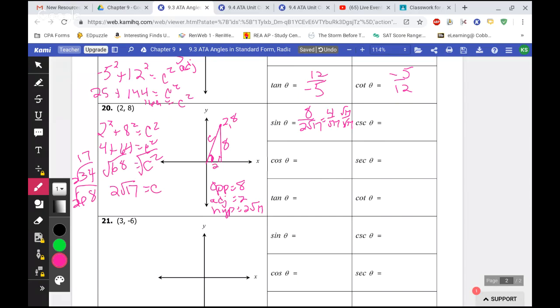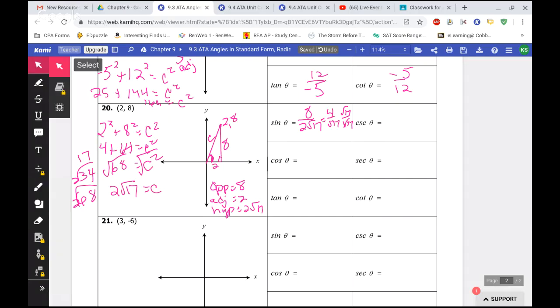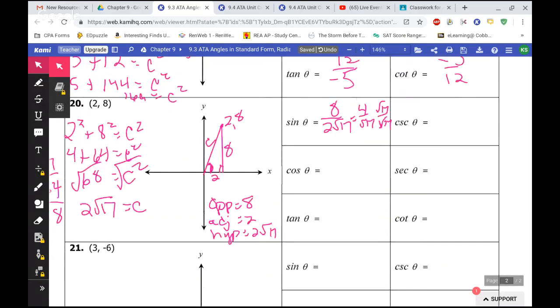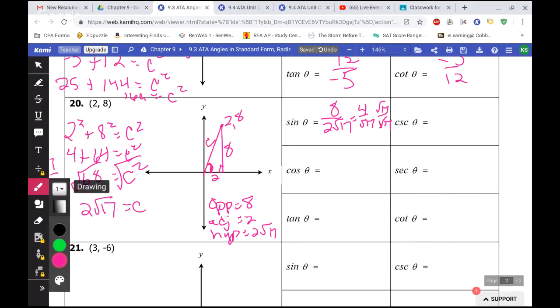So my final answer is going to be 4 root 17 over 17 for that one. Let me see if I can make this a little bigger. Not that that's really going to help me at this point.